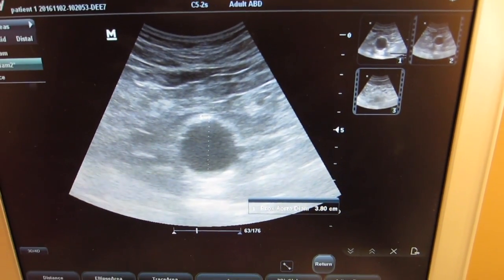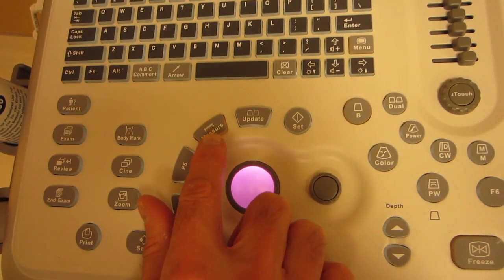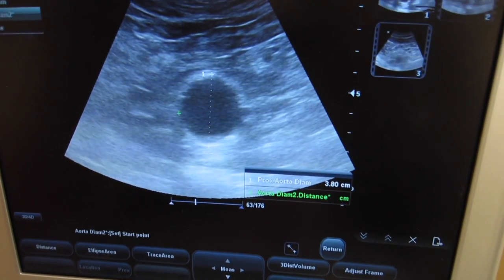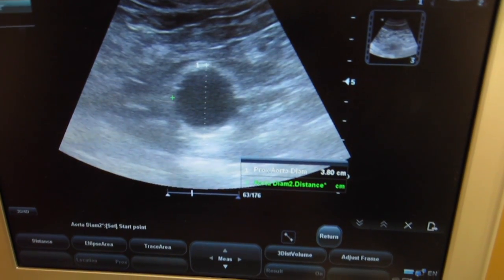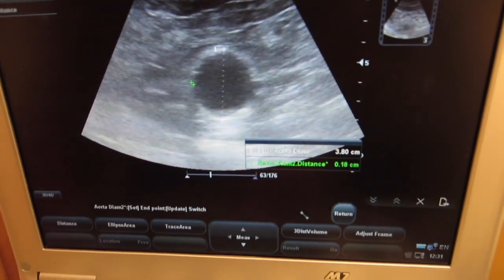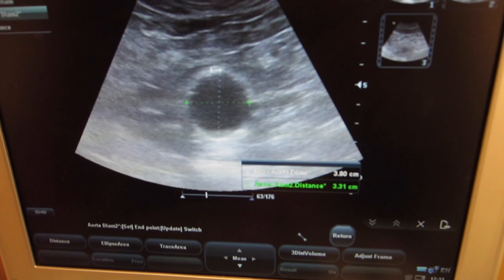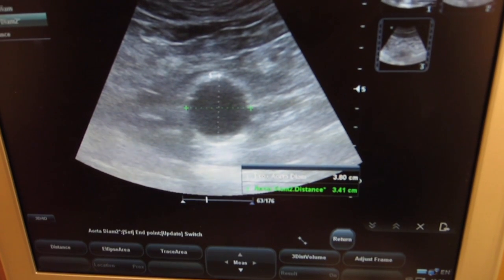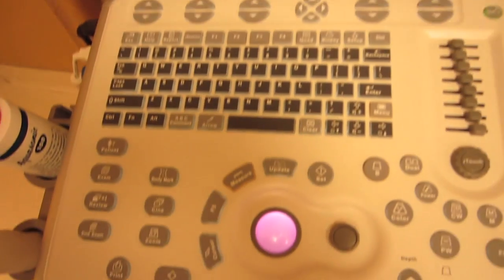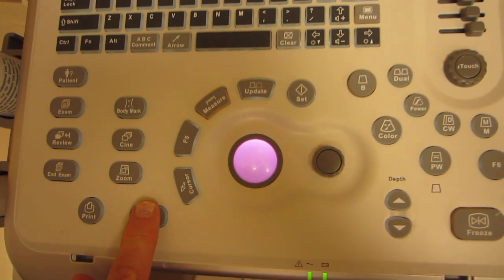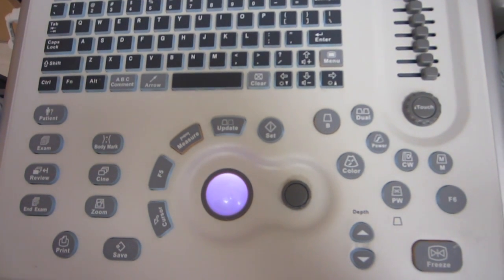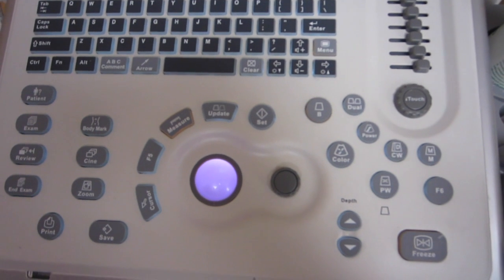In order to do that, you have to press the measure button twice, and then you'll bring the caliper to the outside wall of the lateral side, press the set button, and then you're going to bring it to the other side of the wall and press set again. And then once you're done, press save and write down the numbers as you are instructed in the study.